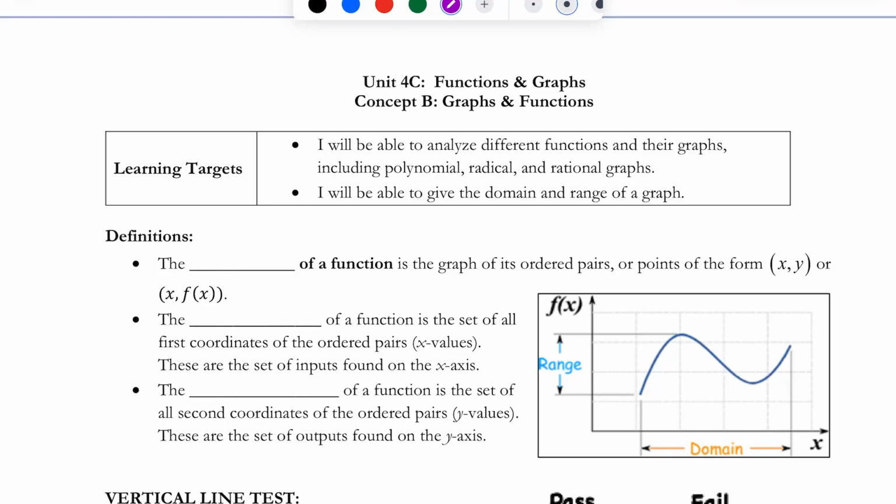Hello, Algebra 2. Welcome to the notes video for Concept B, Graphs and Functions, which is the second concept in Unit 4C, Functions and Graphs.